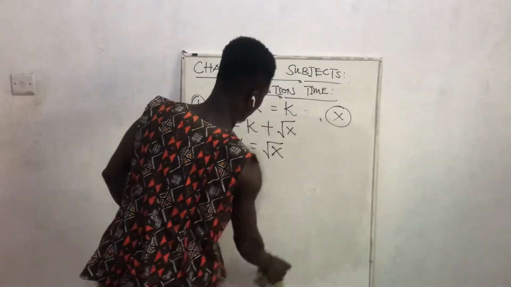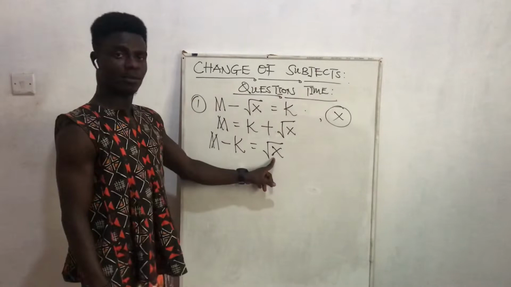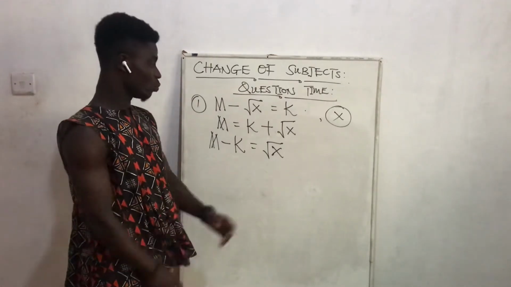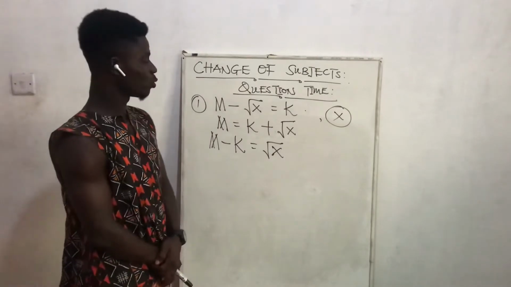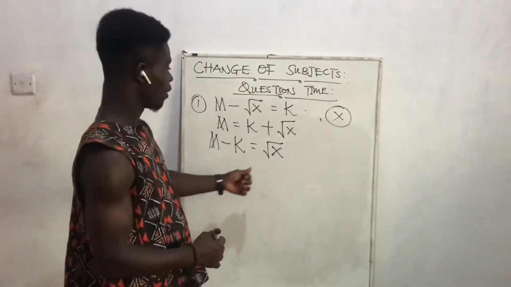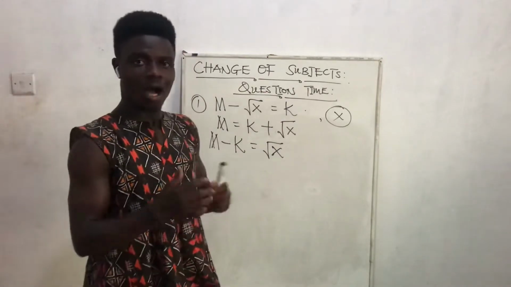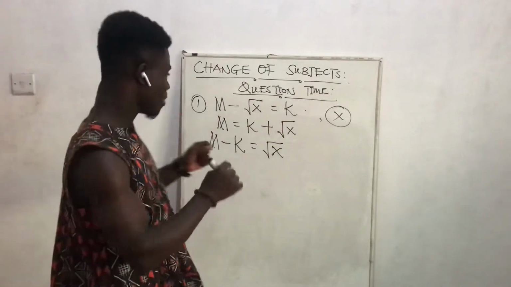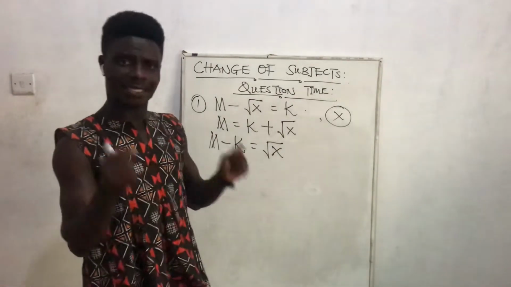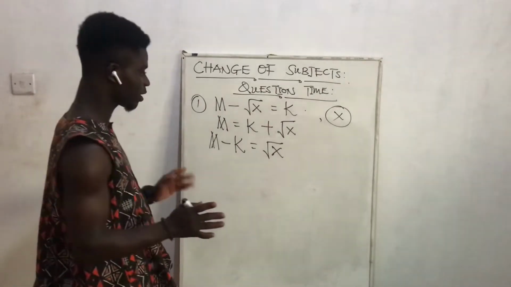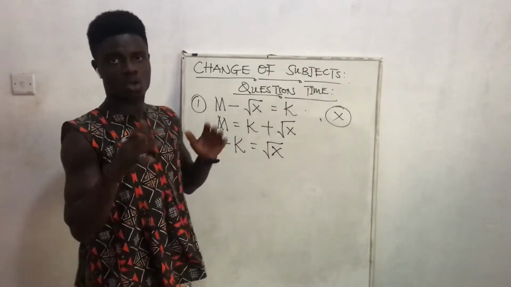Now, we want x, but not square root of x. So what do we do? I told you that if we have square root, we get rid of the square root by squaring both sides of the equation. So when you square both sides of the equation, then the square root goes off.